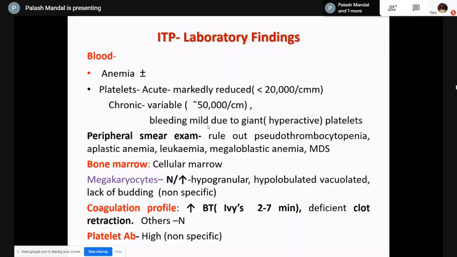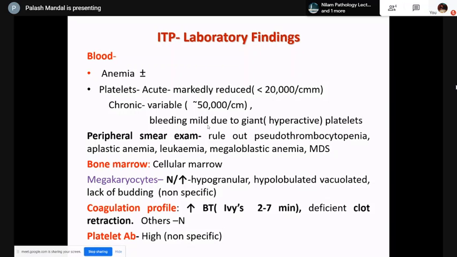Okay. In peripherals, the peripheral smear examination is very important to rule out true thrombocytopenia from something known as pseudothrombocytopenia. We, the lab medicine practitioners, always face this problem, because of the cell counters, the machine which counts the cells, that is the number of RBCs, WBCs, and platelets. We have semi-automated cell counters.